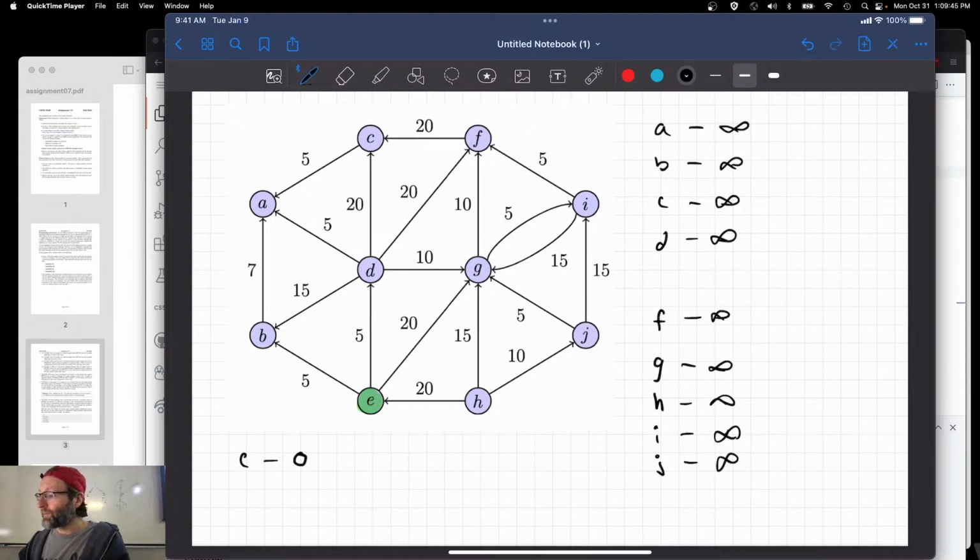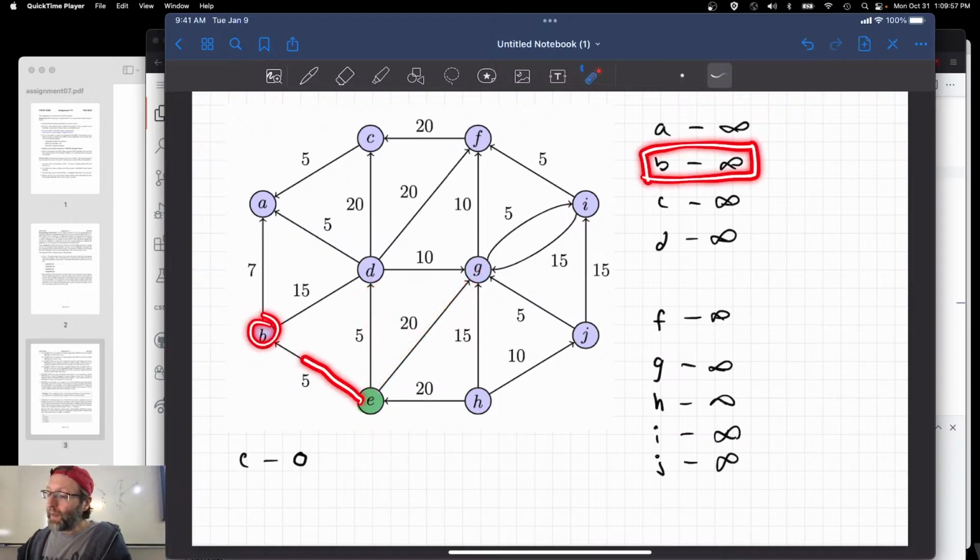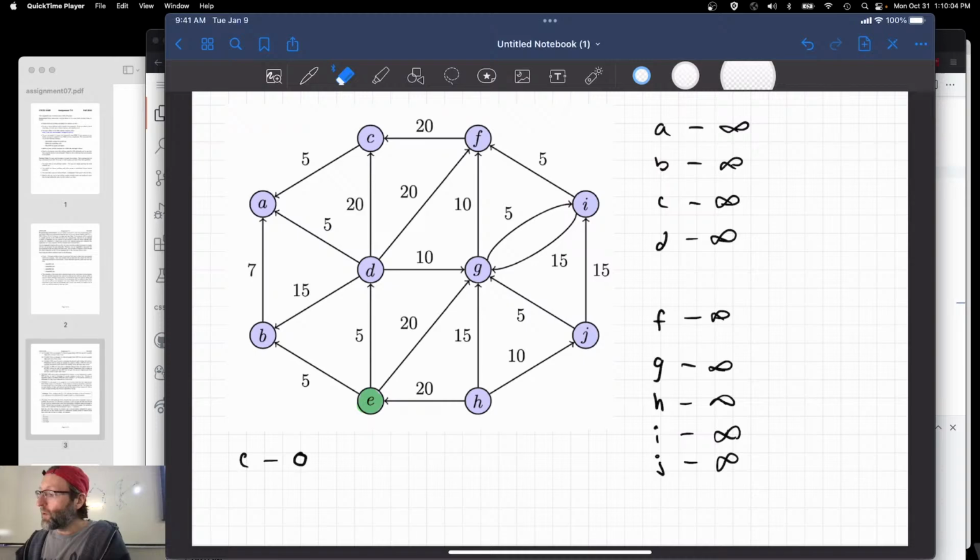Now what I do is I look at the neighborhood, the outgoing neighborhood of E, and I can see B, D, and G. Let's just look at B first of all. I can get there from E at a cost of 5. Is that better than infinite? Certainly. So I'm going to go ahead and update that. I can get there at a cost of 5 by going from E.